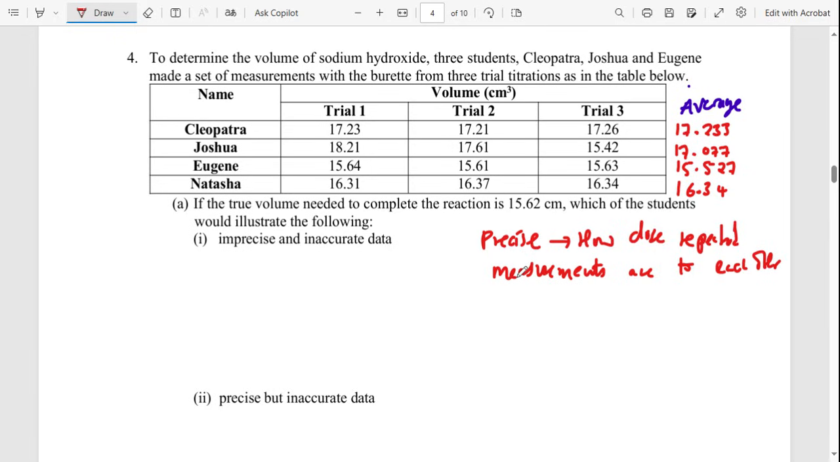And then when you talk about accuracy, it's about how close the average is to the true value.